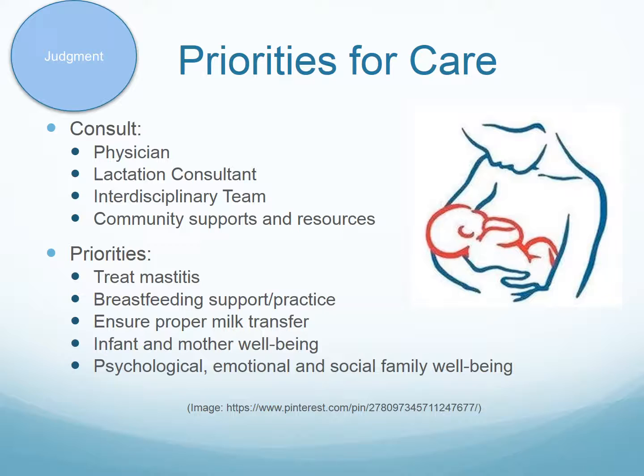Priorities of care for this mom and baby would include consulting a physician for treatment of mastitis, consulting a lactation consultant for help with breastfeeding techniques, consulting an interdisciplinary team to aid the family with emotional and social support in caring for a newborn with Down syndrome, and linking the family with community supports and resources. The top priorities of care for this mom and baby are to treat the mastitis, provide breastfeeding support and practice, ensure proper milk transfer, infant and mother well-being, and finally, psychological, emotional, and social family well-being.